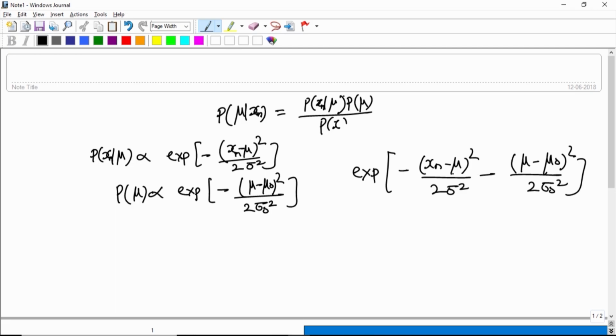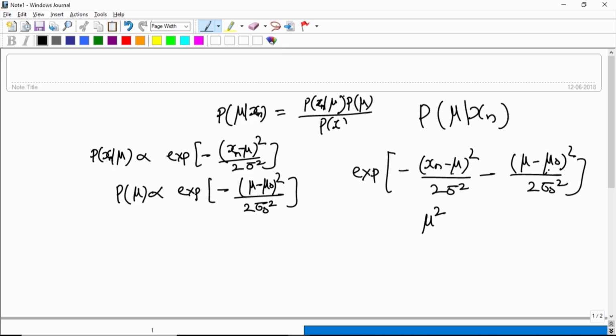Now, what are we trying to find? We are trying to find P of mu given xn. If you look at this term and expand it, you will have terms quadratic in mu. If you expand this, you'll have xn squared plus mu squared minus 2 xn mu. Here also you'll have mu squared plus mu 0 squared minus 2 mu times mu 0.